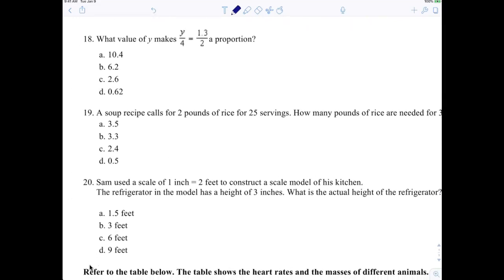Now, anytime you have a proportion, we say we cross multiply. So we'll look at the cross multiplying. That would be y times 2, which is 2y, is equal to, now we're going to cross multiply the other direction, 4 times 1.3, which is 5.2. So 2y equals 5.2. And after we cross multiply, we divide. When we divide by 2, we can see that y is 2.6. All right. Pretty happy with that. All right, moving forward.